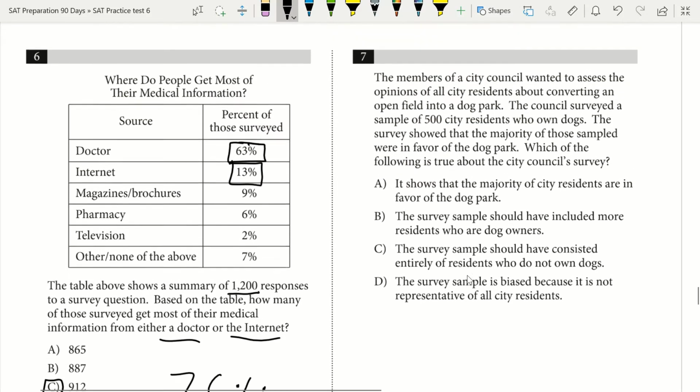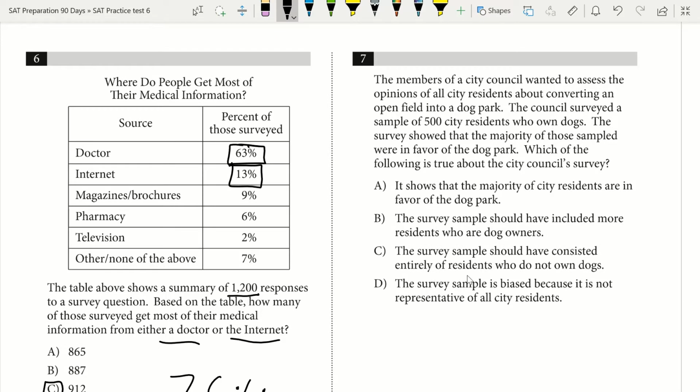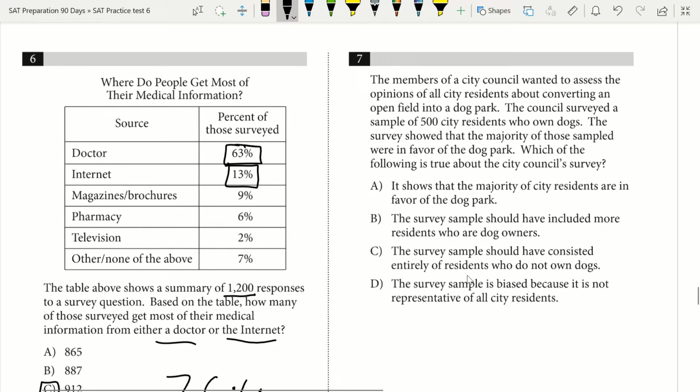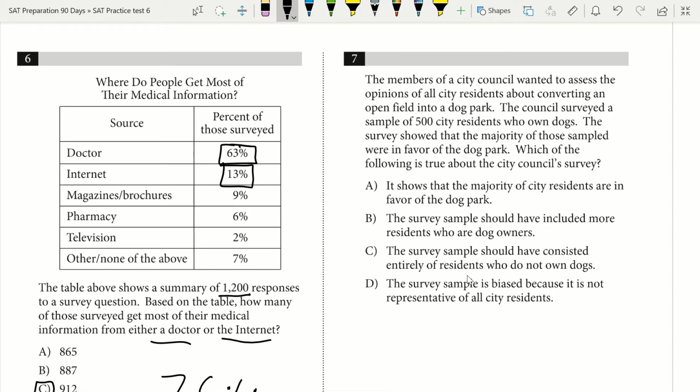All right, now we got question 7. The members of a city council wanted to assess the opinions of all city residents about converting an open field into a dog park. The city sampled 500 city residents who own dogs. Already, I know that's a biased sample since we want city residents to include all of them, not just those who own dogs. This is a biased sample.